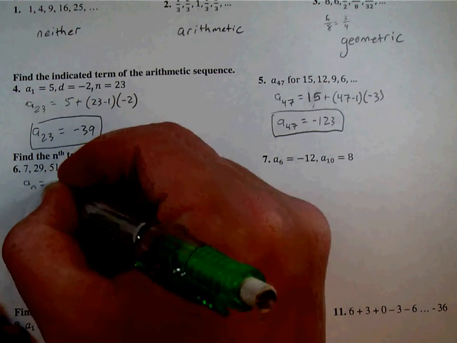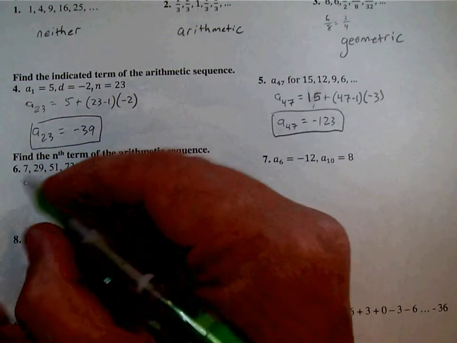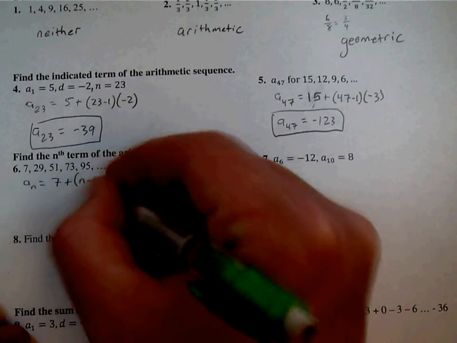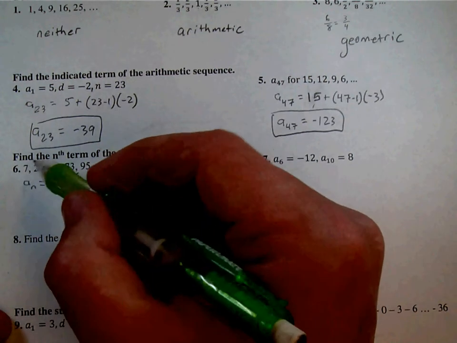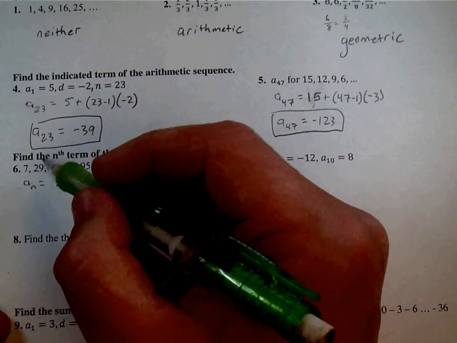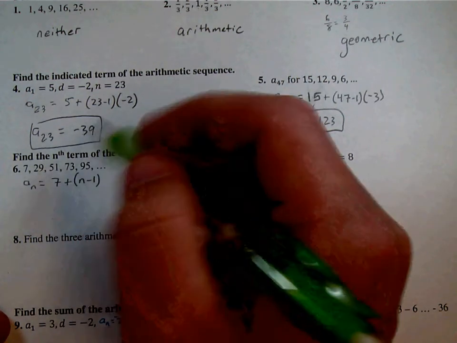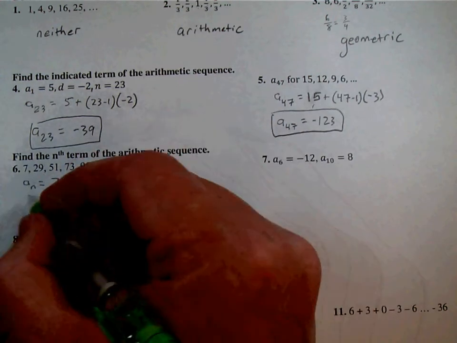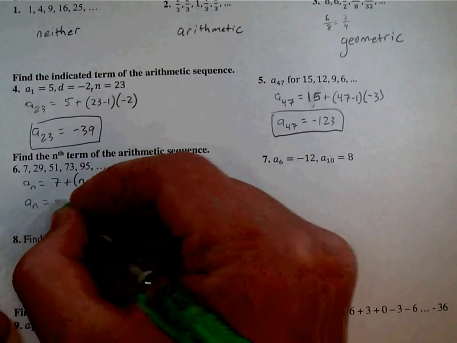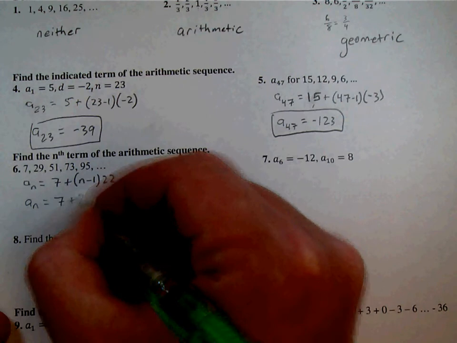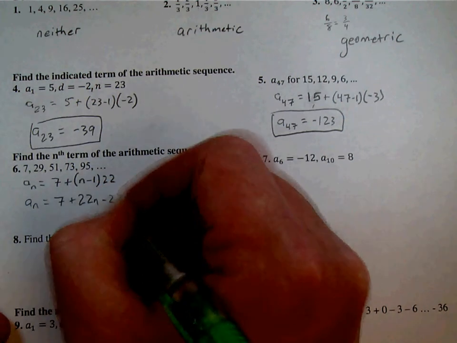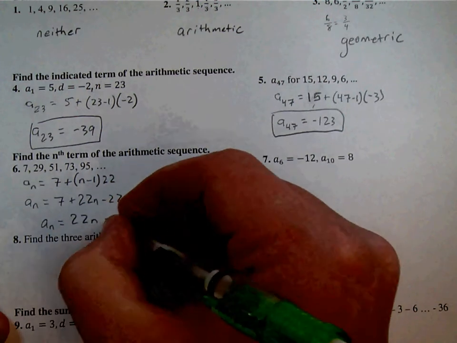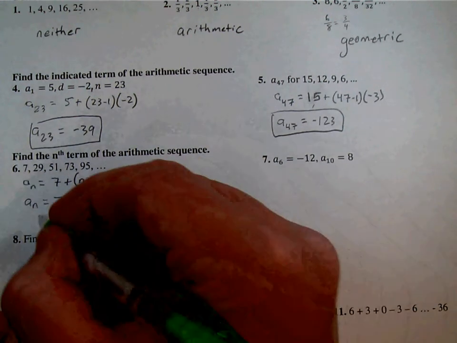So we're trying to find a sub n is equal to my first term, which is 7, plus n minus 1 times d. So it looks like we're adding 22 over and over again. Yes. Okay. So 22 is our d. Now I would distribute that 22. So plus 22n minus 22, and then combine like terms for my final answer, 22n minus 15.